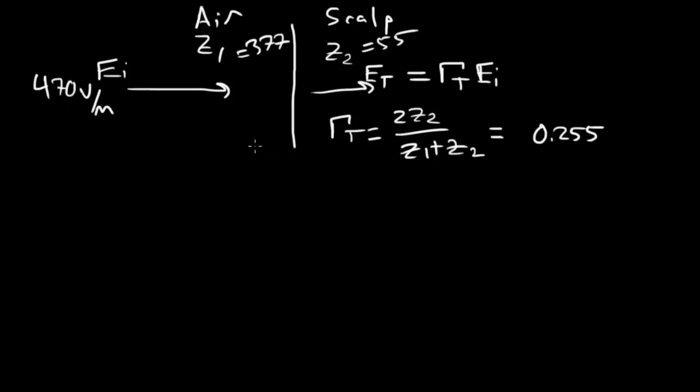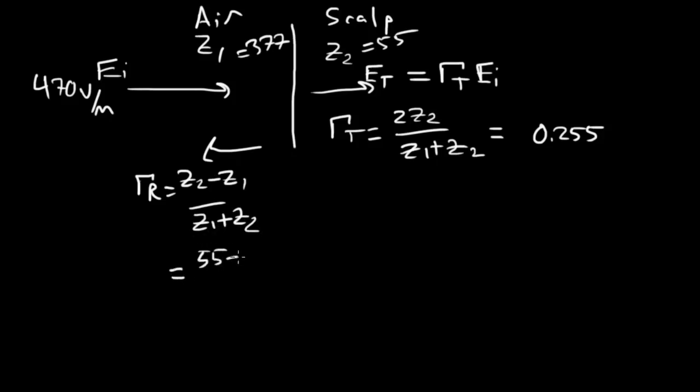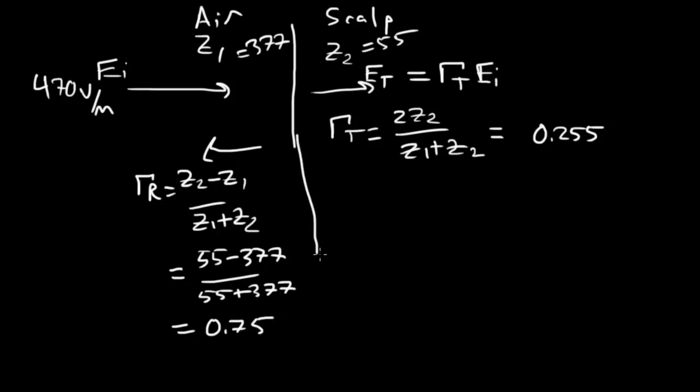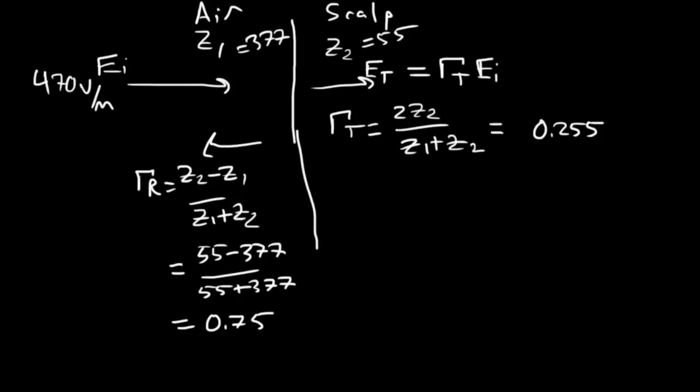The reflection coefficient is going to be Z2 minus Z1 over Z1 plus Z2 equals 55 minus 377 over 55 plus 377, and that equals 0.75 roughly. Okay, let's go on to the next boundary.